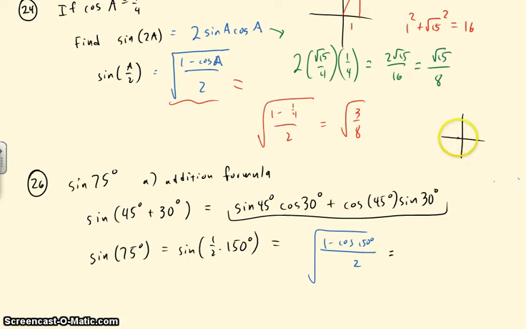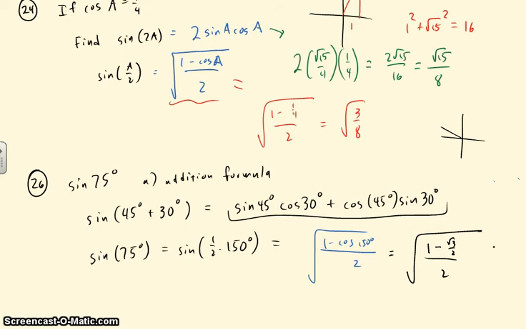150 degrees is right here. The cosine of 150 degrees is 1/2, I believe. No, negative root 3 over 2. So this has got to be 1 minus negative root 3 over 2, over 2. And I can simplify that, but that's my process here. All right?